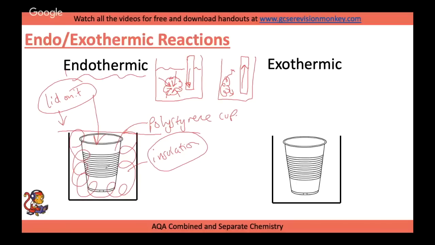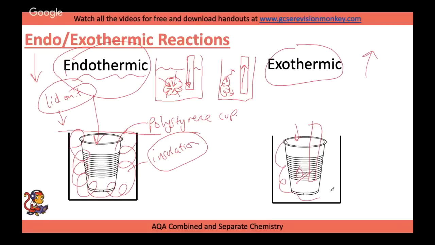So you'd measure the temperature before, put the reactants in, measure the temperature after, and you will have a temperature change. If it goes down, it's endothermic, and if the temperature change goes up, it's exothermic. And exactly the same thing in here. Putting your reactants in, measuring the temperature before, and then surrounding it in insulation and putting a lid on top.